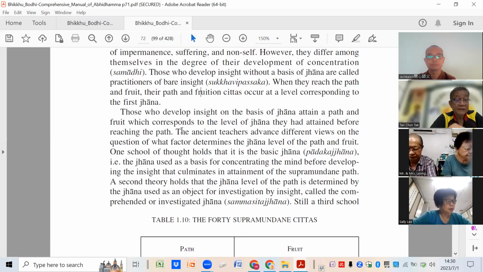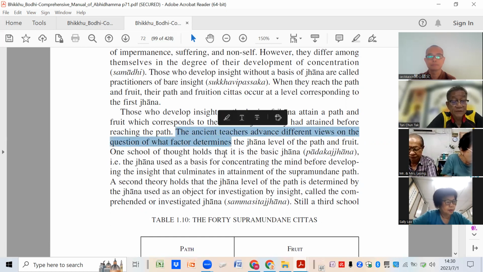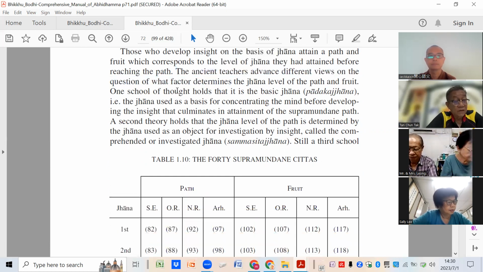The ancient teachers advanced different views on the question of what factors determine the jhana level of the path and fruits. One school of thought holds that it is the basis jhana, pādakajjhāna, that is, the jhana used as a basis for concentrating the mind before developing the insight that culminates in attainment of the supramundane path.